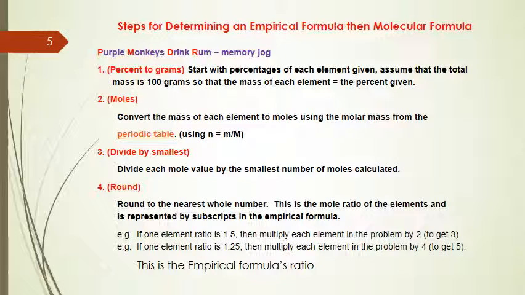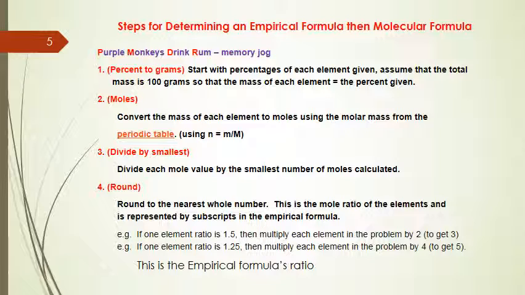So the first thing you have to do, if you're given percentages of a series of atoms in a molecule, is start with these percentages and assume that the total mass is 100 grams, so the mass of each element is essentially the percentage given. So for example, for carbon dioxide, it's 44%, so that means that for 100 grams of carbon dioxide, you're going to have 44 grams of oxygen.